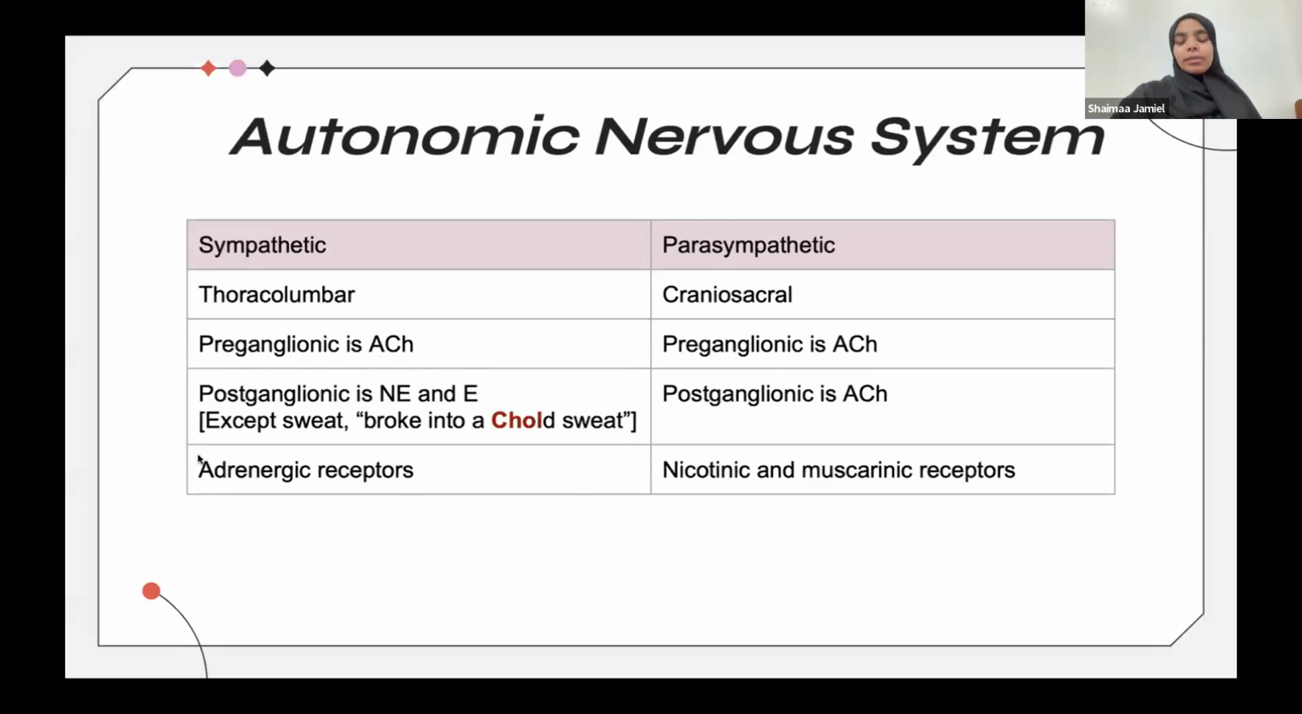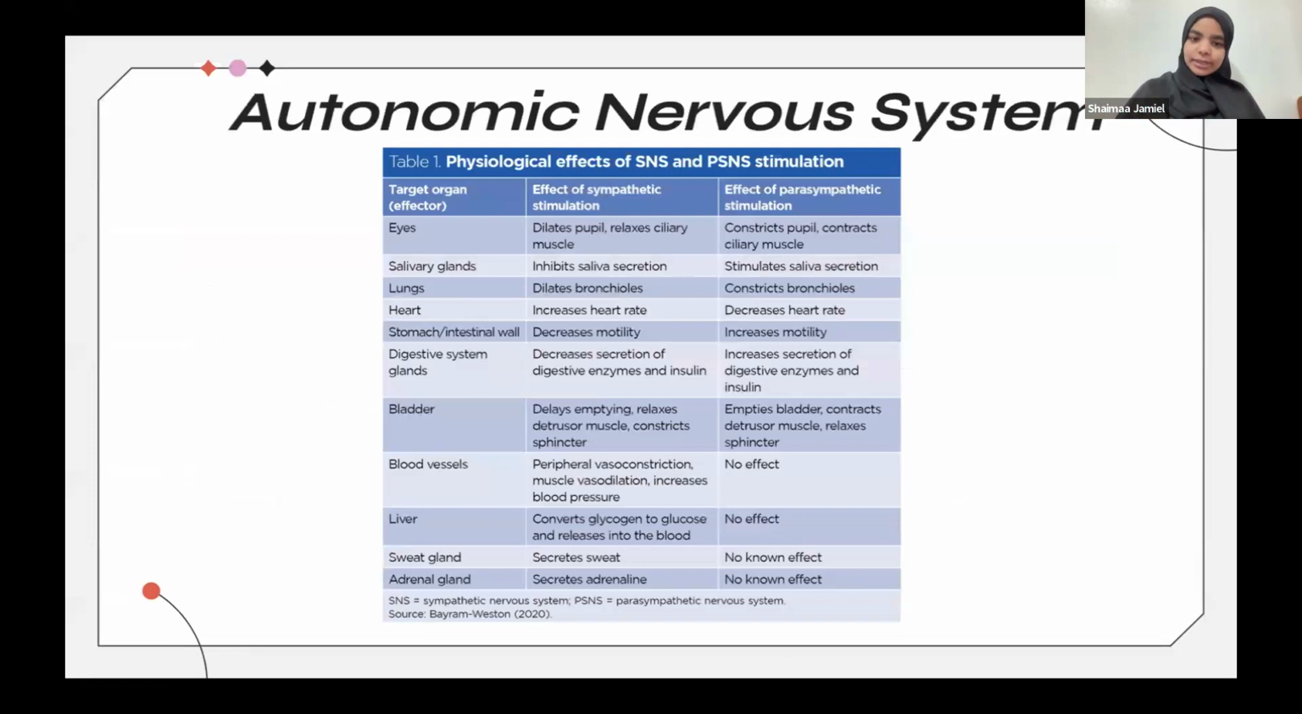However, the difference is in the postganglionic, which goes to the effector. In the sympathetic it is norepinephrine or epinephrine, except for sweating, which is acetylcholine. When you're scared, you break into a cold sweat. As for the parasympathetic, it's also acetylcholine. Sympathetic has adrenergic receptors, parasympathetic has nicotinic and muscarinic receptors.